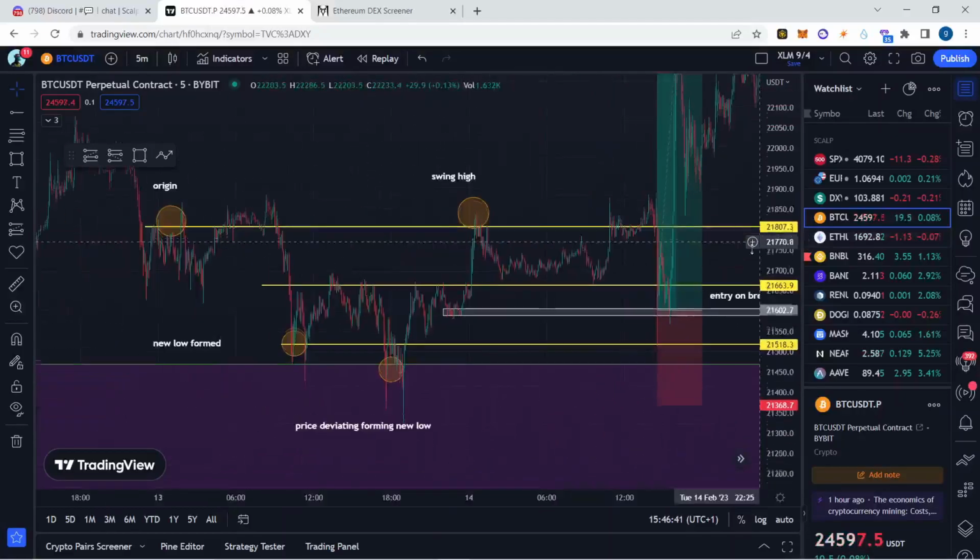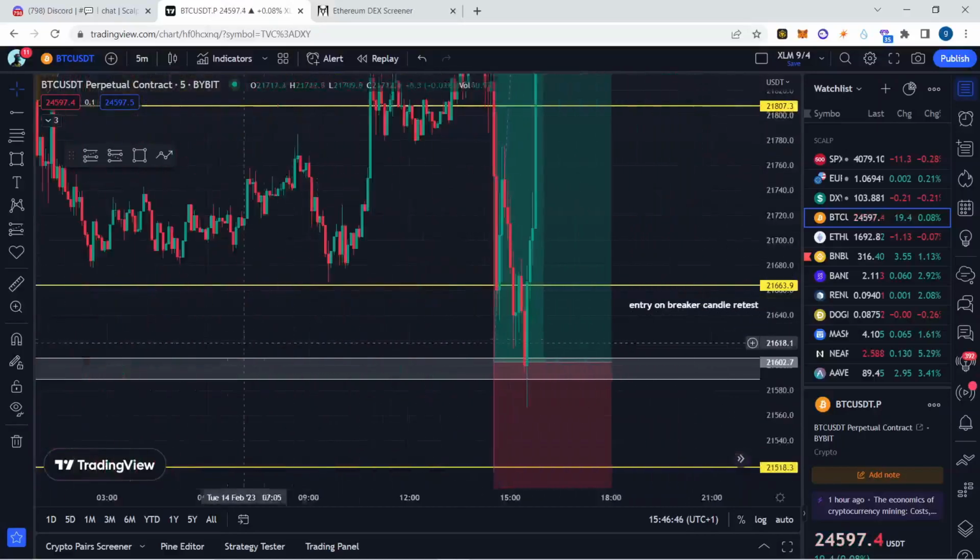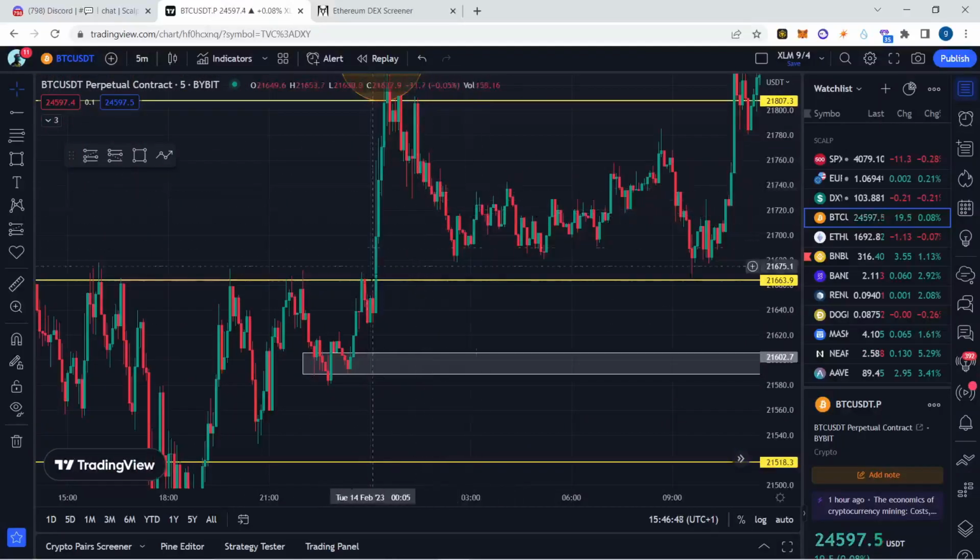and then waiting for it to touch the liquidity on the breaker candle, right? This is where the big movement originated. You can go for this one or this one also, because this one is a small rally but still good liquidity, right?